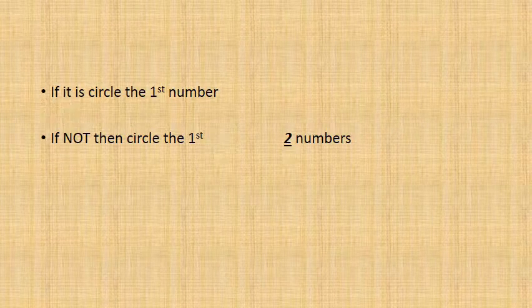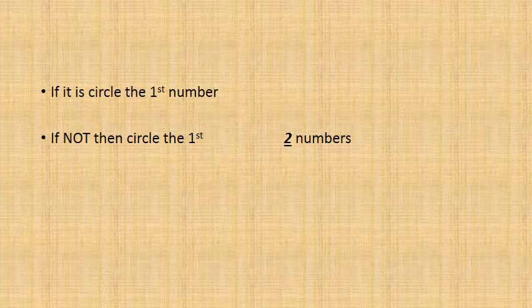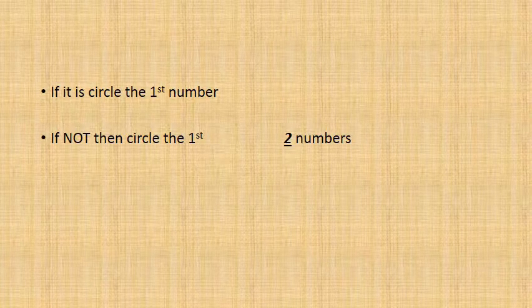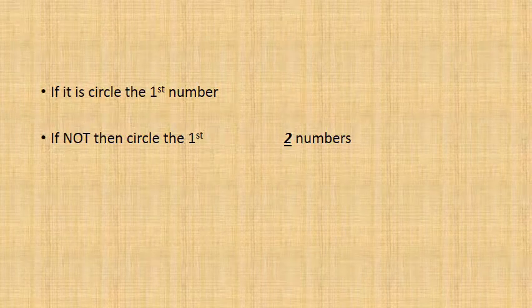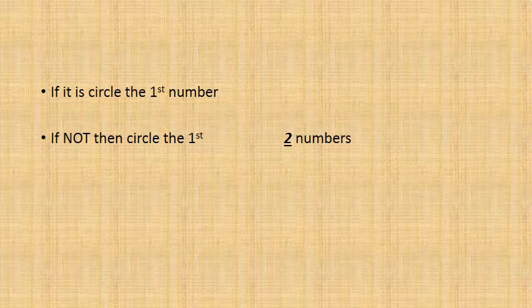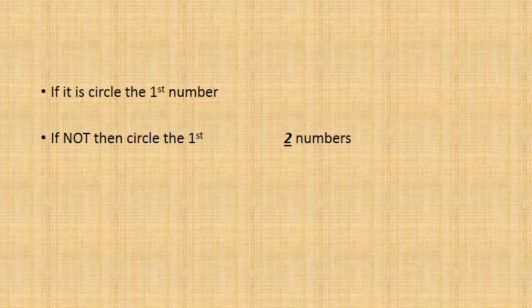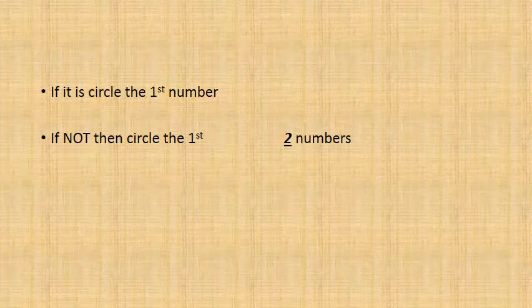Now that we know our first step, we're going to figure out what we're going to do with all of those numbers that we've been looking at. So we asked ourselves, is the first number bigger than the number after the division sign? If it is, then we circle just the first number. If it's not, we circle the first 2 numbers.